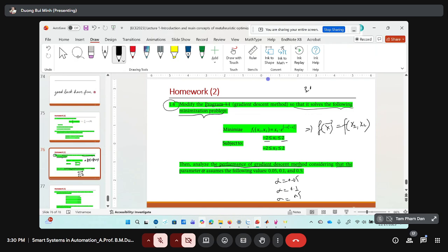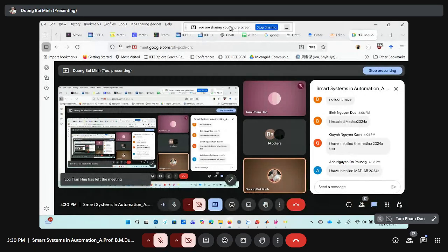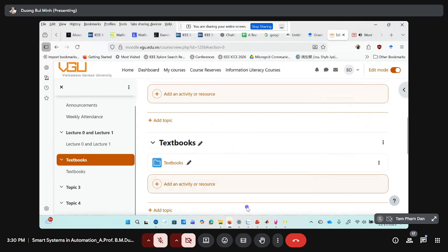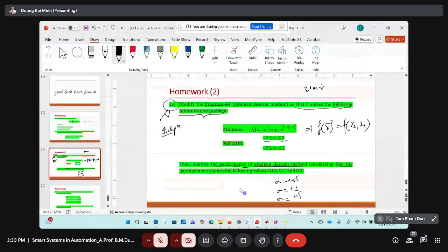So you have 30 minutes. Try to understand the MATLAB code and answer these questions, and you need to submit. You need to submit your quick test by maybe 4:10 p.m., 4:10 p.m., into the VGU Moodle. Here we have the VGU Moodle. I will set up the quick test today, and you have 30 or 40 minutes. Submit the quick test here.